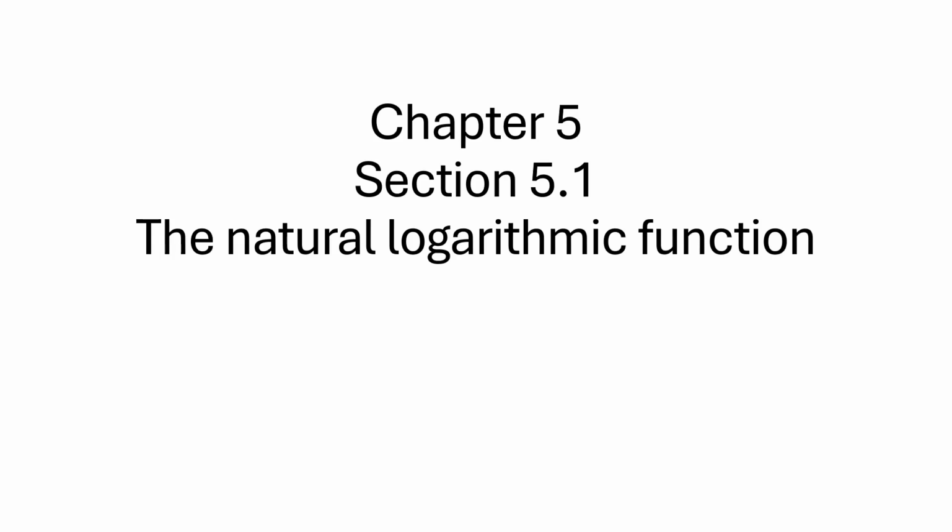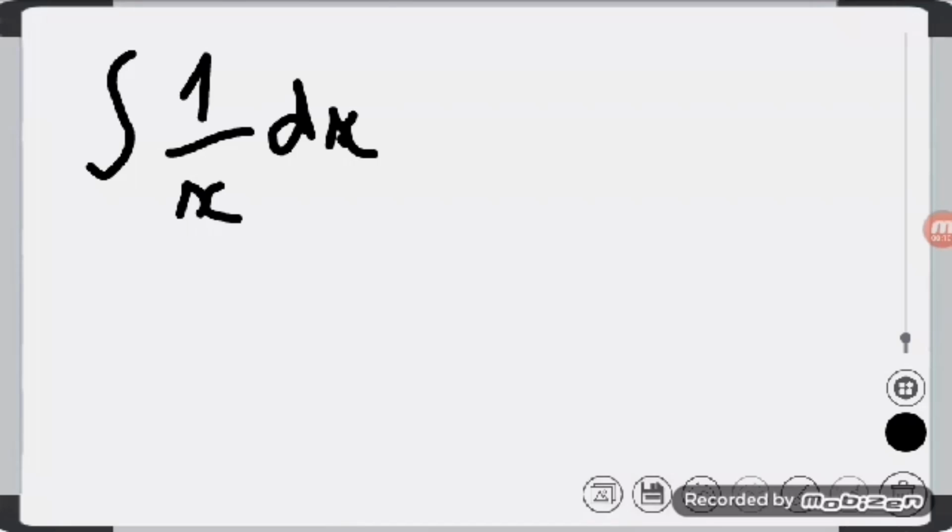Everyone, and welcome to Chapter 5, Section 5.1, which talks about the natural logarithmic function. In this section, we are trying to find the solution for the integral of 1 over x dx. This function we couldn't find an antiderivative of before, because using the power rule, the power should be different than -1. So in this case, we define a new function, which we call the logarithmic function, and which is equal to ln of x.